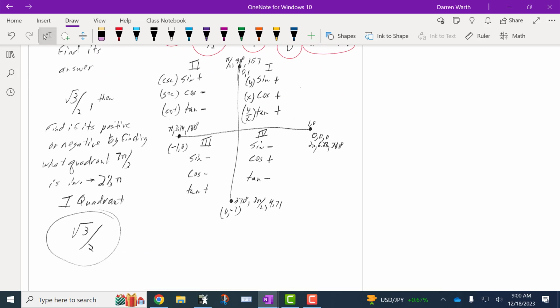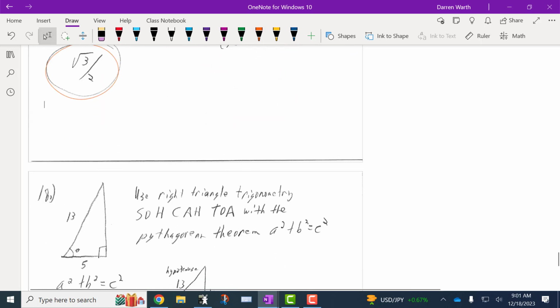So remember, 7 pi over 3 is the same thing as 2 1/3 pi, because 3 goes into 7 twice. So all I have to do is go to 2 1/3. Here's 1 pi, here's 2 pi, here's 1/3 of another pi. So it's in quadrant 1, and the sign is going to be positive. That answer is going to be the square root of 3 all over 2.